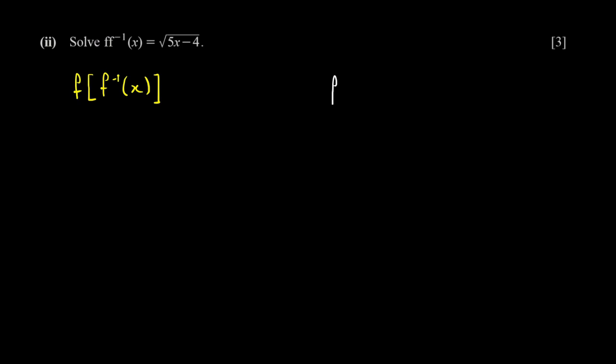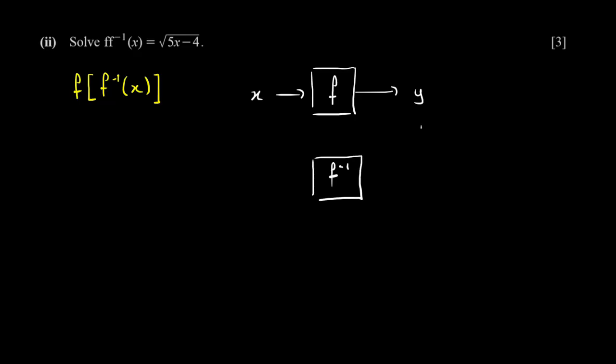Let's try to understand what's going on here. Let's imagine that we've got some function f. What does that function do? It takes an input x and it gives us an output y. Now, what is the inverse function supposed to do? It is supposed to take that output y as a new input and return us back to the original value of x. In other words, let's say that we were to put 3 into our original function and we got an output of 7.